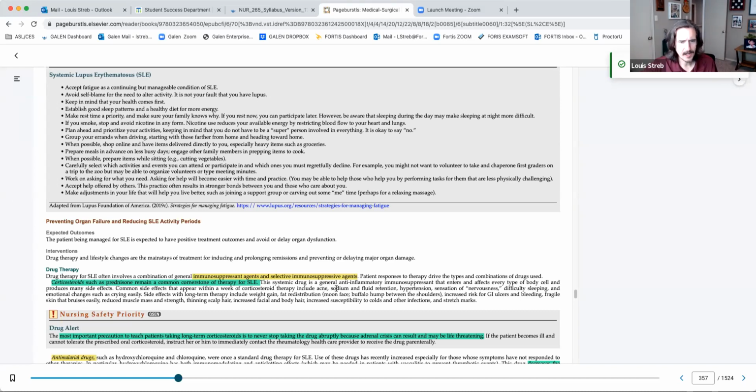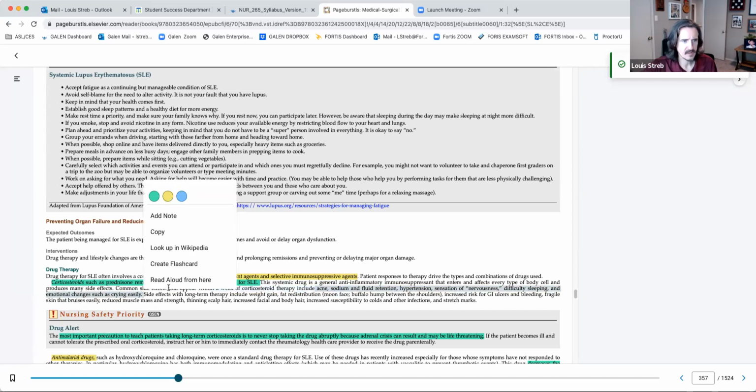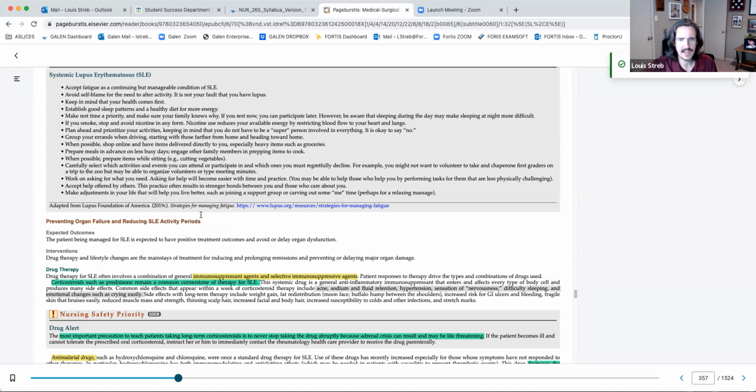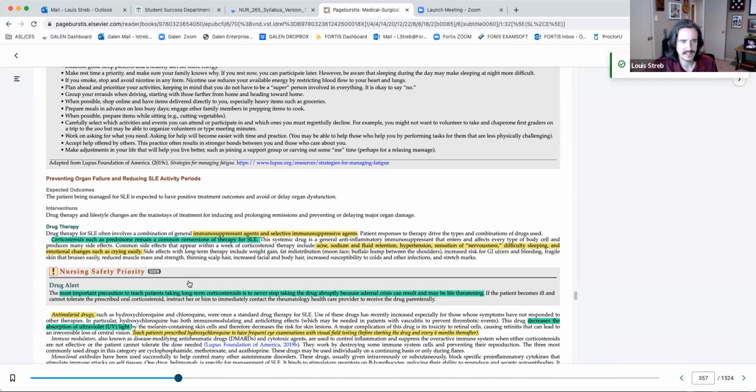Common side effects though, man, if you've ever taken cortisol, cortisol is something different, right? It can cause acne and sodium and fluid retention, hypertension, all of this, sensation of nervousness. Difficulty sleeping is one that I didn't even know existed. But man, when I took it once, I couldn't sleep. I felt like I was on speed or something. Like it just wired me. I couldn't do anything. So it did cause me to have difficulty sleeping, things of that nature. Just be aware that we have to teach our patients this.